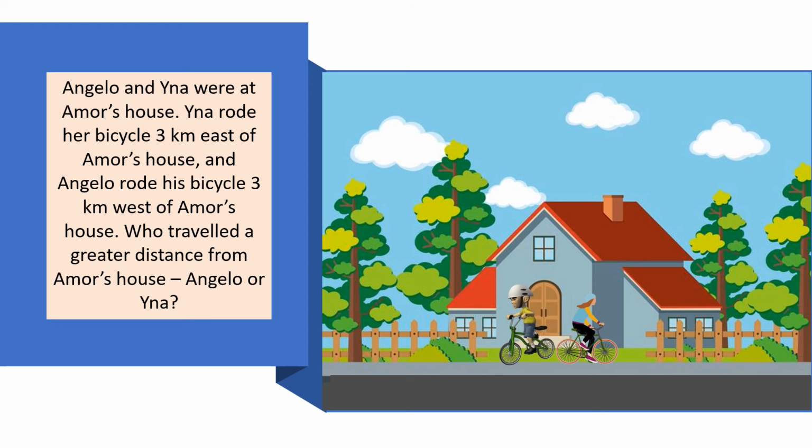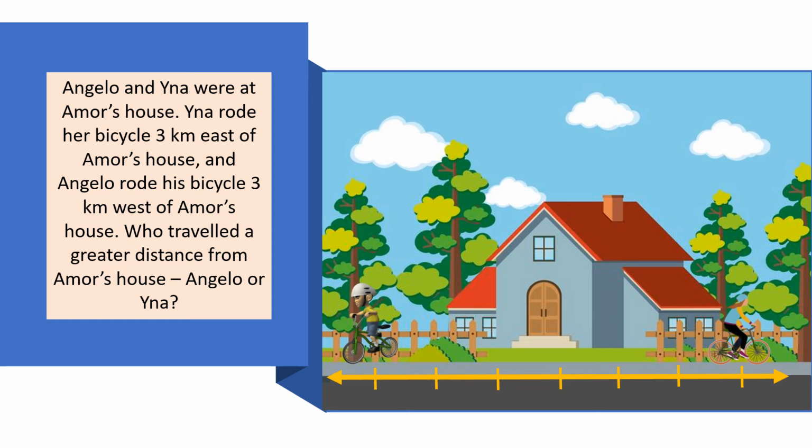Let's apply the absolute value in real-life situation, like in this problem. Angelo and Ina were at Amor's house. Ina rode her bicycle 3 kilometers east of Amor's house, and Angelo rode his bicycle 3 kilometers west of Amor's house. Who traveled a greater distance from Amor's house? Is it Angelo or Ina?